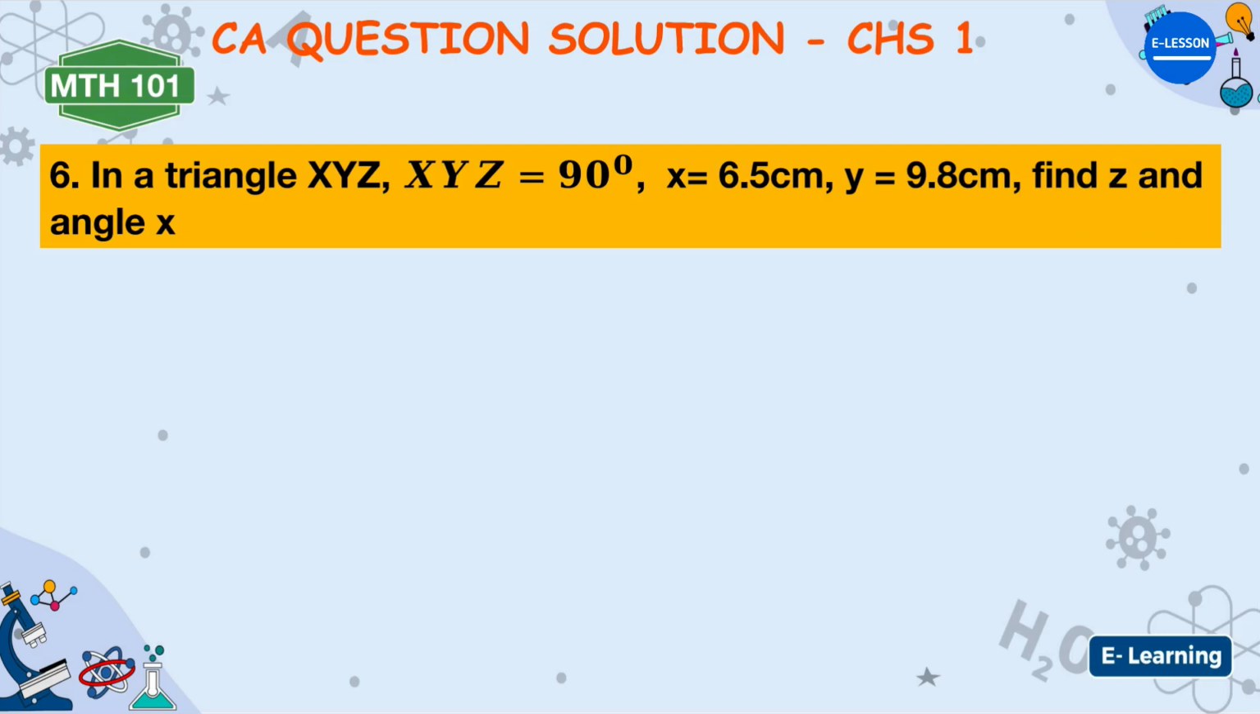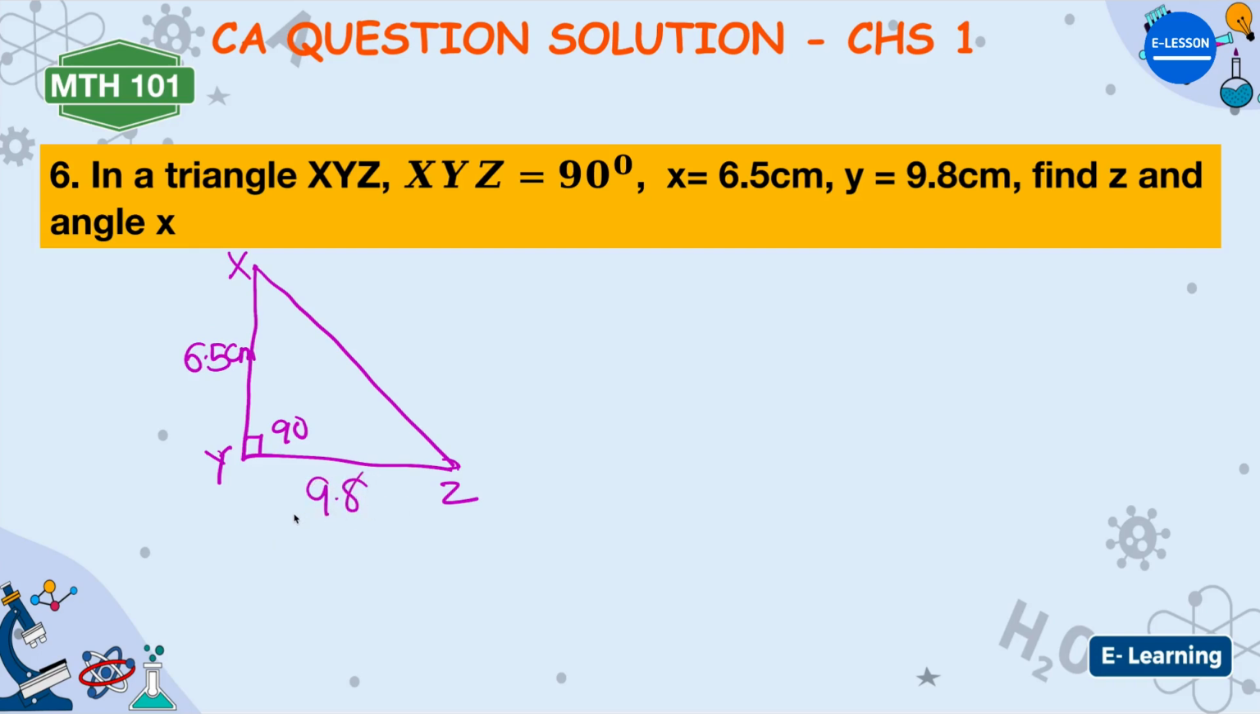Is that okay? Now, we have another question that says, in a triangle XYZ, angle XYZ is 90 degrees. So we have a triangle like this. This is Y, this is X, this is Z. This one is 90 degrees. He told you that x is 6.5, so here is 6.5. y is 9.8, so here is 9.8. Find z and the angle X.